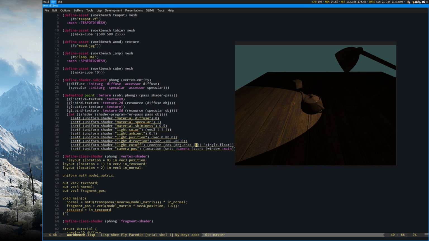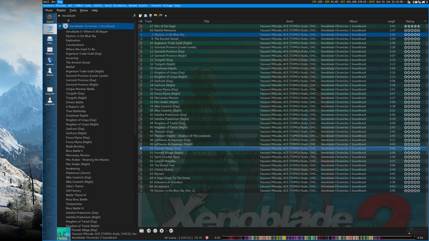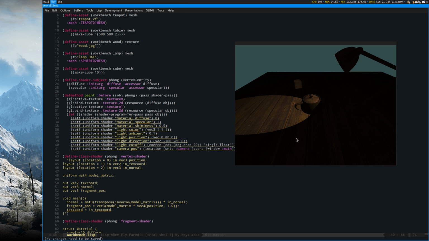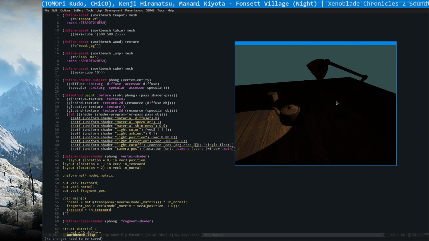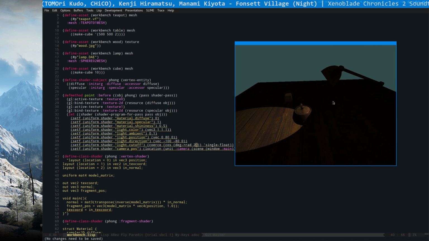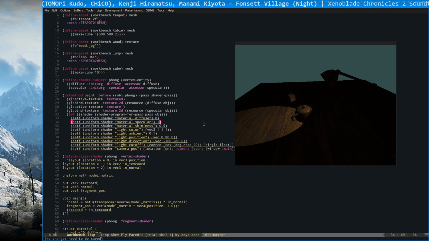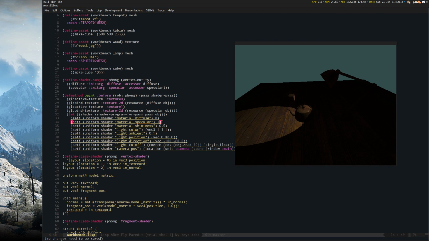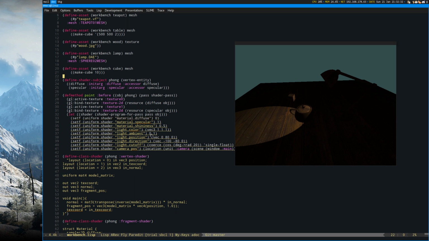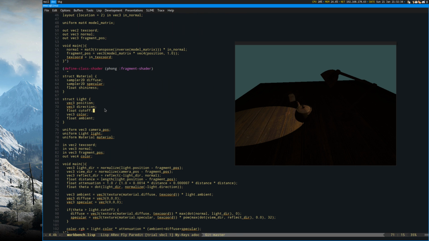Let's maybe try. Wait, did the music really run out already? No, it's just quiet. Okay. Alright, but that's not quite right. The edges are way too hard. Aliased edges here. So I need another parameter.